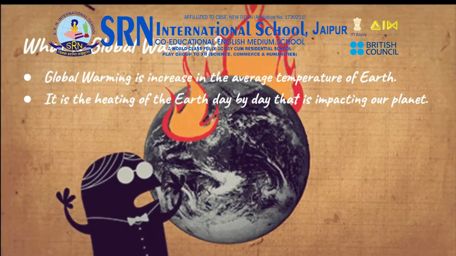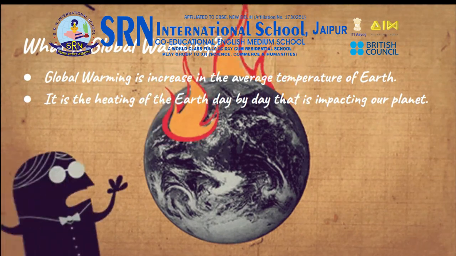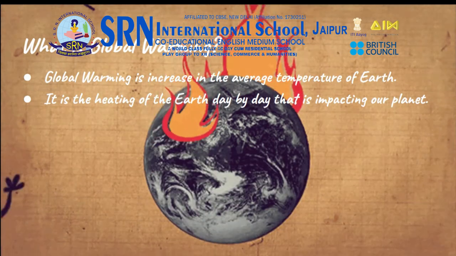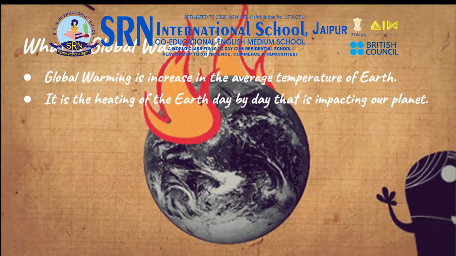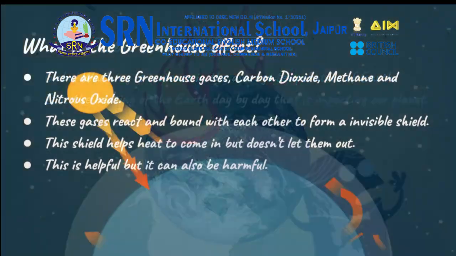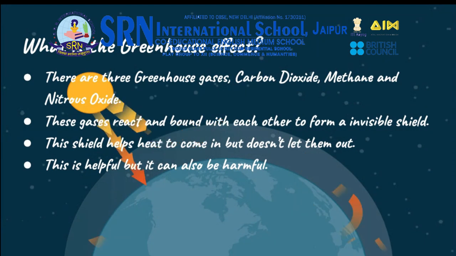Let us start with what is global warming. Global warming is the increase of the average temperature of Earth. It is the heating of the Earth day by day and is impacting our planet and our personal lives gradually. We don't even notice this change. To understand what actually causes global warming, it is important for us to know what the greenhouse effect is.